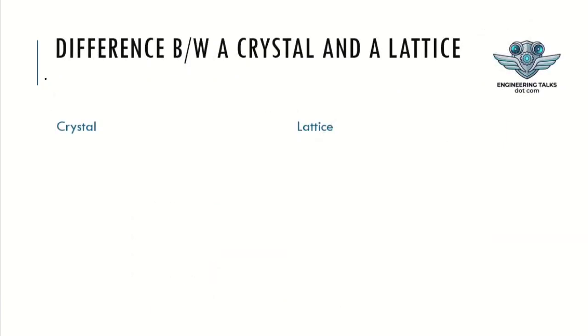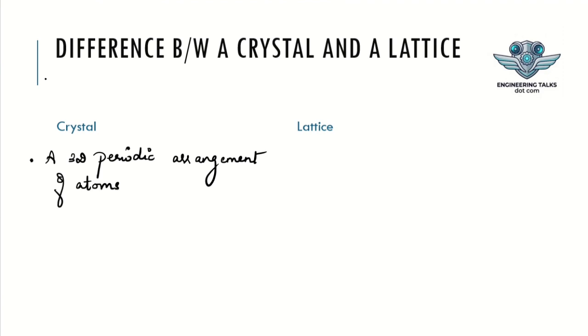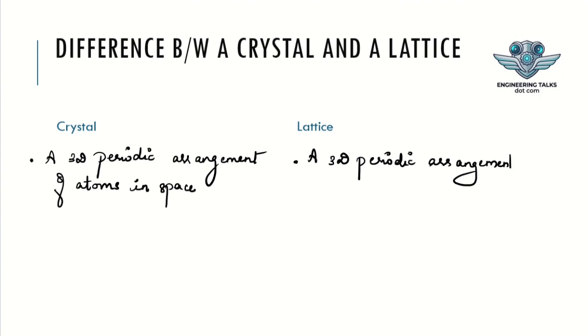So what are the differences between a crystal and a lattice? A crystal is a three-dimensional periodic arrangement of atoms or ions or molecules in space, whereas a lattice is a three-dimensional periodic arrangement of points in space.